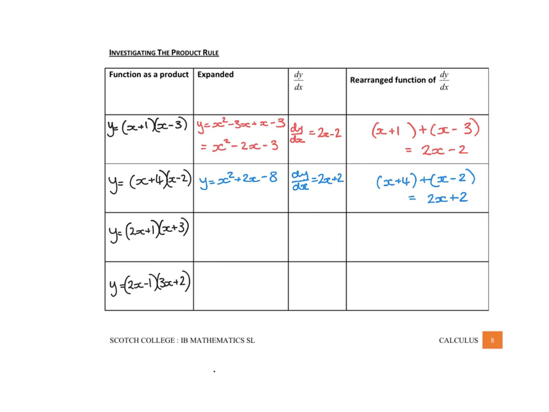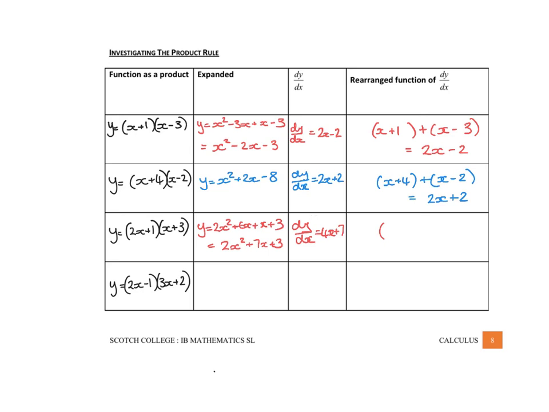Okay, let's take it up a notch. This time we've got two brackets multiplied together, but there's a coefficient of 2 there, which is possibly going to make things slightly different. So when we expand, we get 2x squared plus 6x plus x plus 3. So 2x squared plus 7x plus 3. We differentiate dy dx and we get 4x plus 7.